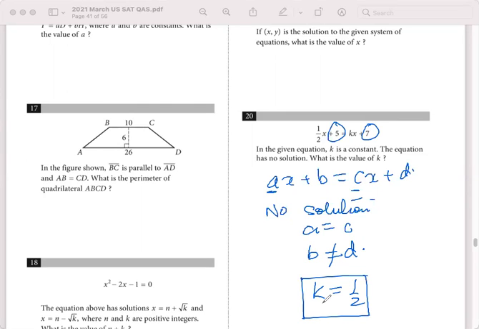We have solved the no calculator section of the March 2021 US QAS.